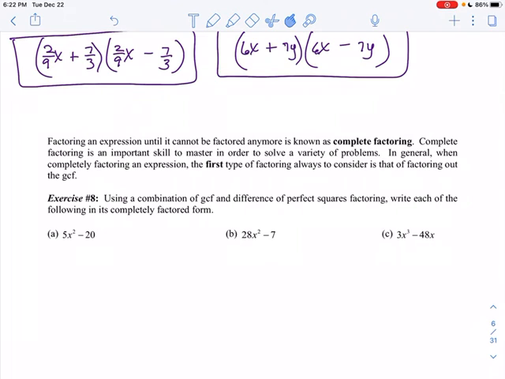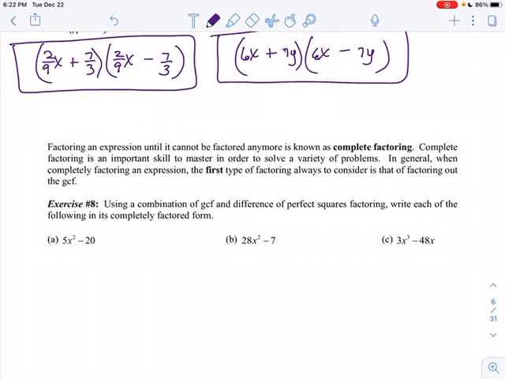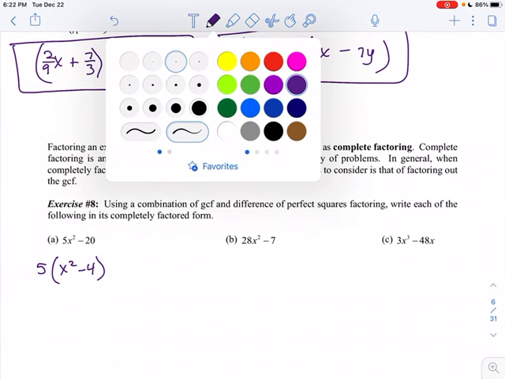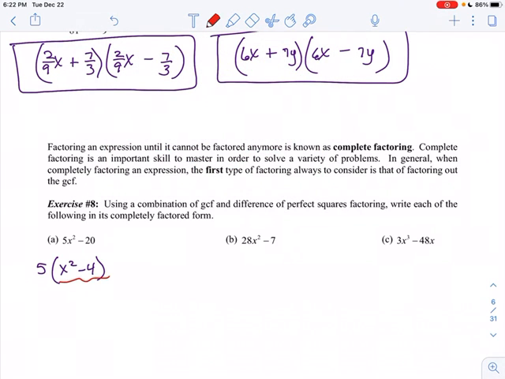Whenever we're factoring, we want to factor completely. The first step is to look for the greatest common factor, and then you see if there's anything else you can do afterwards. So on number 8, first I'm going to factor out the greatest common factor, which is 5. When I divide out the 5, I'm left with x squared minus 4. Now this is the difference of two perfect squares, so that can be factored one more time.